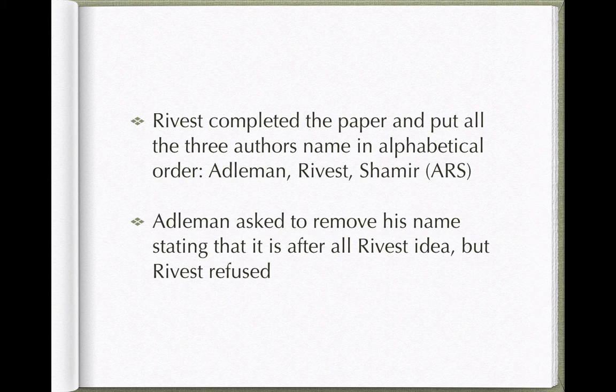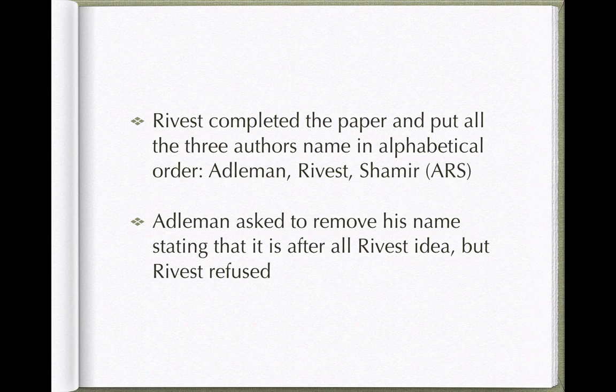So the next day they also gave this to Adi Shamir. Adi Shamir also said, "No, this time we don't have any flaw in our algorithm. Immediately we should write it as a paper." So Ronald Rivest spent some time and wrote a paper. Because all the three equally contributed, he gave the authors as Adleman, Rivest, Shamir in alphabetical order. So he gave it as ARS.